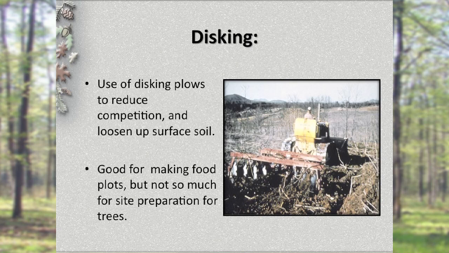Another method that is sometimes used, it's called disking. Just the use of disking plows. They can be pulled behind a four-wheeler, but pulled behind a tractor or a dozer to loosen up the surface soil. These things are good for making food plots, but not so much for site preparation for trees. Okay, it compacts the soil down below, increases erosion potential, and as far as competition goes, you're exposing all that mineral soil, and you're just going to have a lot of vegetative problems with competing vegetation. I would not do this unless you're just making food plots for wildlife.